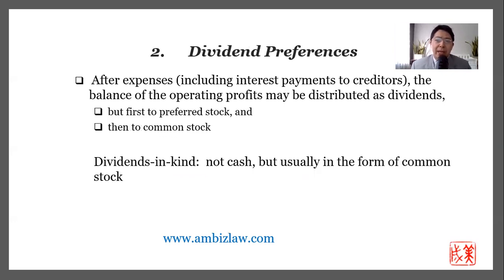So related to the liquidation preference is the dividend preference. After the company pays all the expenses, including interest payments to its creditors, right? Also including principal repayment if that comes due. The balance of operating profit may be distributed as dividends, but first you have to distribute a dividend to the preferred stockholders before you could distribute it to the common stockholders.